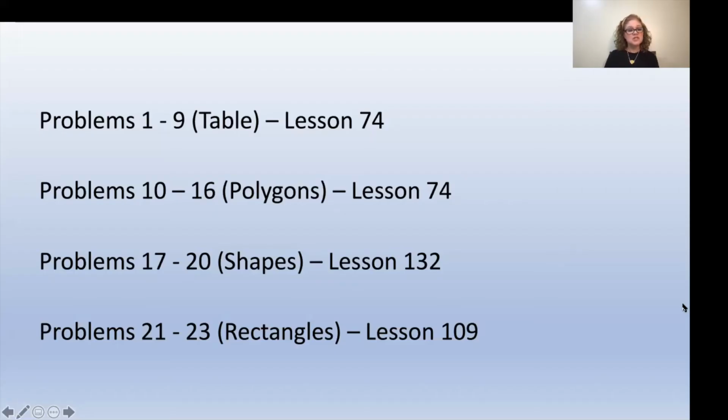Well, let's take a look at the lessons that you can review. So for this assessment, if your child struggled with problems 1 through 9, which is the table, go ahead and review lesson 74. For problems 10 through 16, which are questions about polygons, again, look at lesson 74. For problems 17 through 20, which are the shapes problems or questions, review lesson 132. For problems 21 to 23, which are the rectangles, review lesson 109.